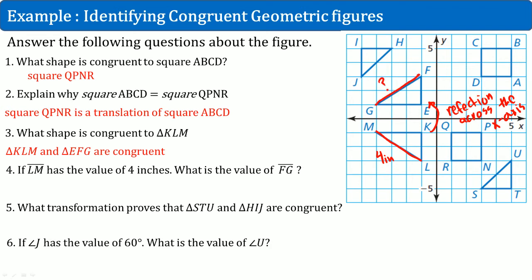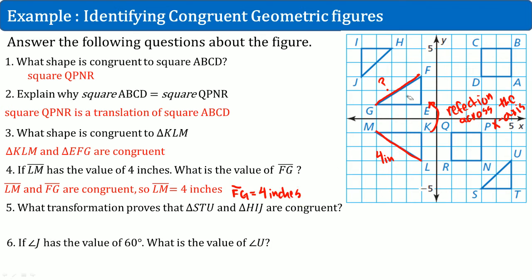We would say that line segment LM and line segment FG are congruent because, again, their shapes were congruent. Therefore, line segment LM is equal to 4 inches. And also, we can say that line FG is also equal to 4 inches.